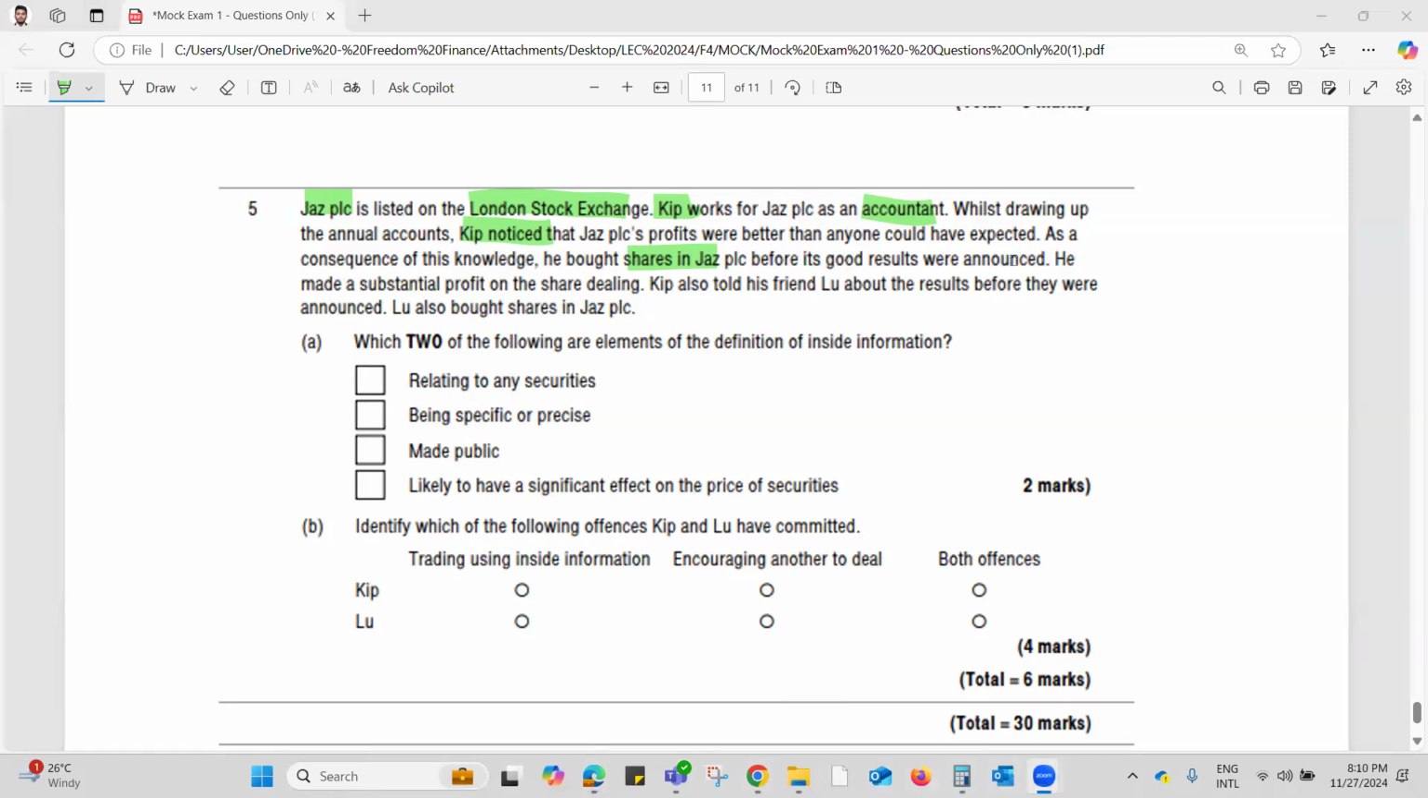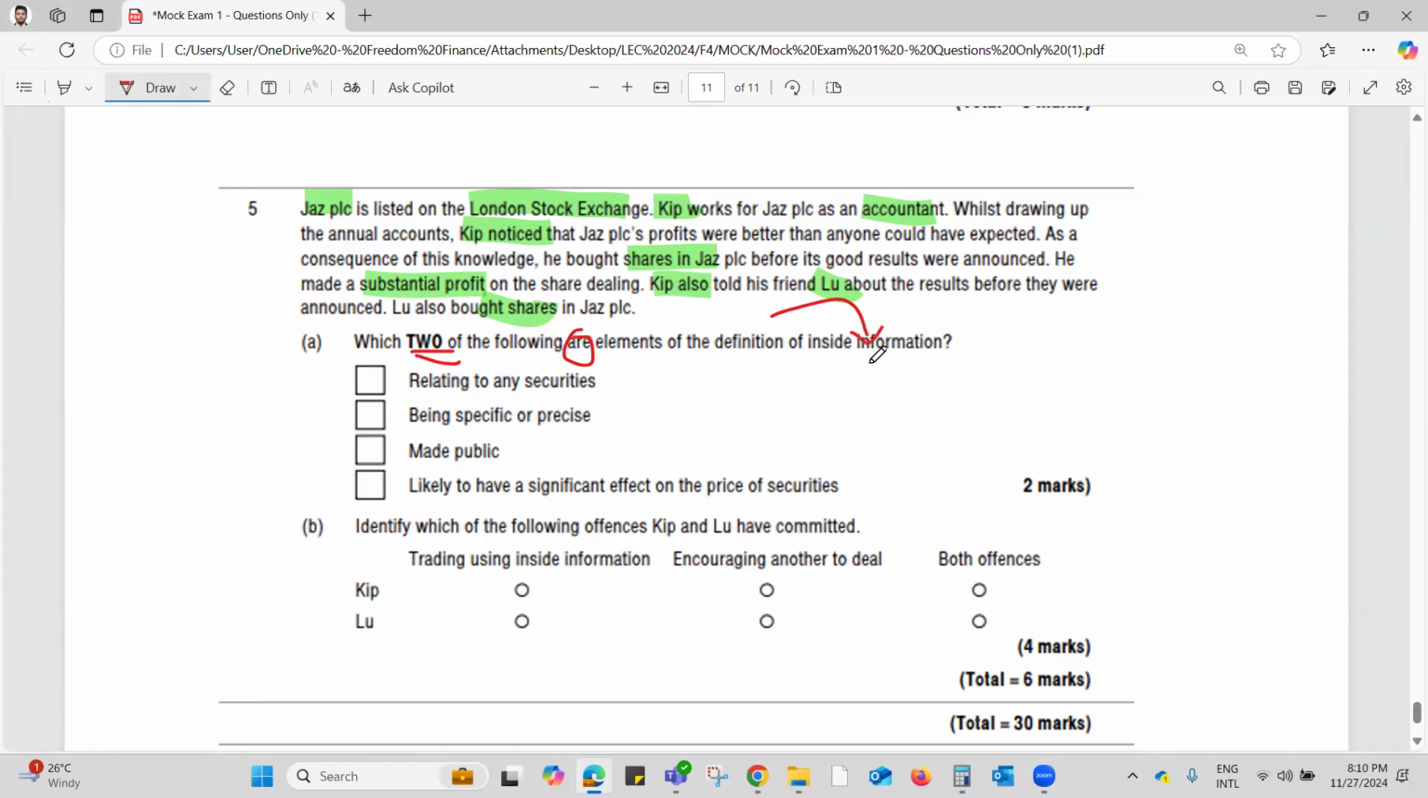Before the good results were announced, he was aware of this information. This is price sensitive information. Let's read on. He made a substantial profit on this dealing, and he informed his friend Lou about the situation. Lou also bought shares. They're asking which two of the following are elements of the definition of inside information.